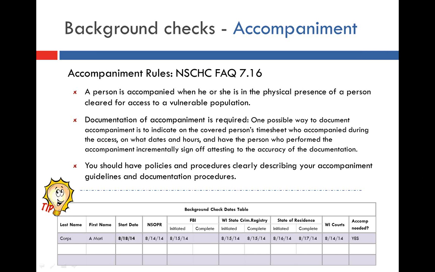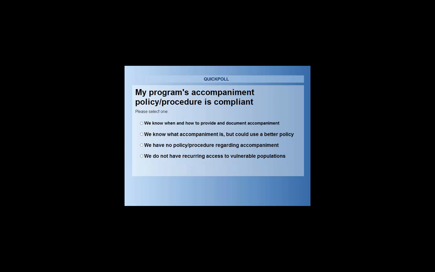Okay, so before we move on from initiation, I have another little poll, because we can now with our new system. This poll is about your program's accompaniment policy and procedure, knowing that it's compliant. So just asking, one, you know when and how to provide and document accompaniment. Two, you know what accompaniment is, but you could use a better policy. Three, you have no policy or procedure regarding accompaniment. Or four, you just don't have recurring access to vulnerable populations, so this would not come up.